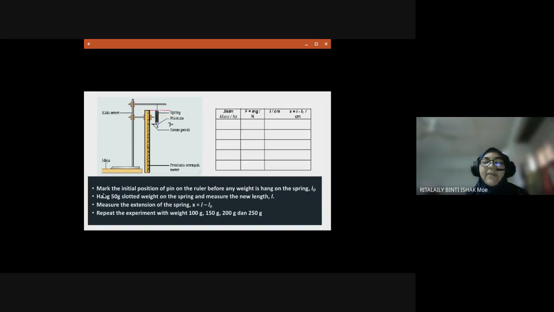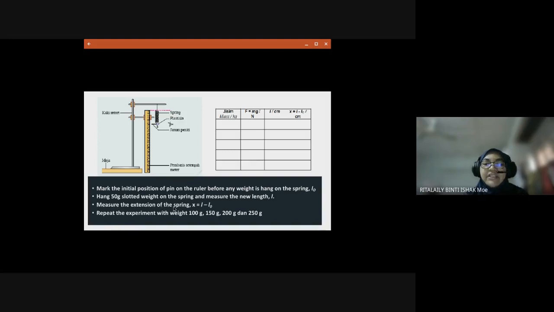Mark the initial position of the pin on the ruler before weight is hung on the spring. Before we hang any weight, we must mark the initial length of the spring. As you can see here, L naught is the symbol for the initial length. You must write the symbol here. Then hang 50 gram slotted weight on the spring and measure the new length. L is the symbol for the new length. Then measure the extension of the spring.